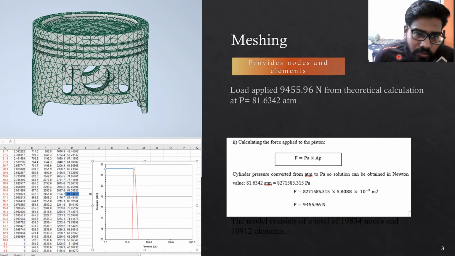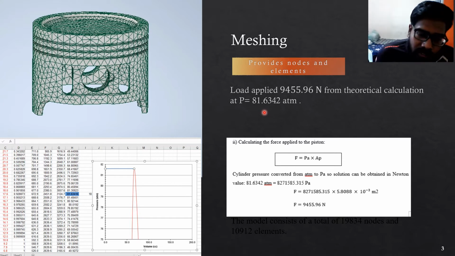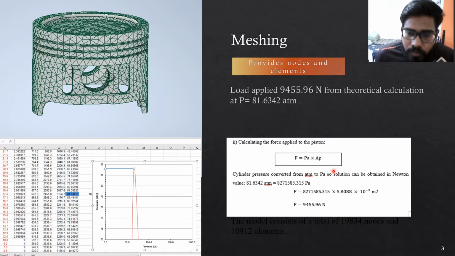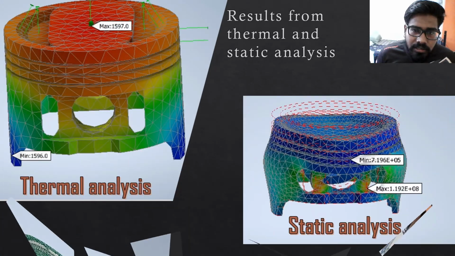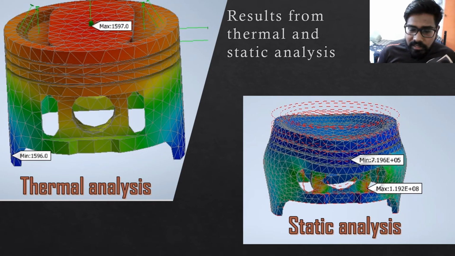So I applied meshing through the Inventor Nastran, and then I applied the load of 9,455 Newton and pressure at 81 atm, which we got from our previous assignment for the engine calculation of the 2JZ-GTE Toyota Supra engine. From here, and also from the graph, we got the pressure. So I applied that to the Inventor Nastran for the analysis, and this is the results from the thermal and static analysis.